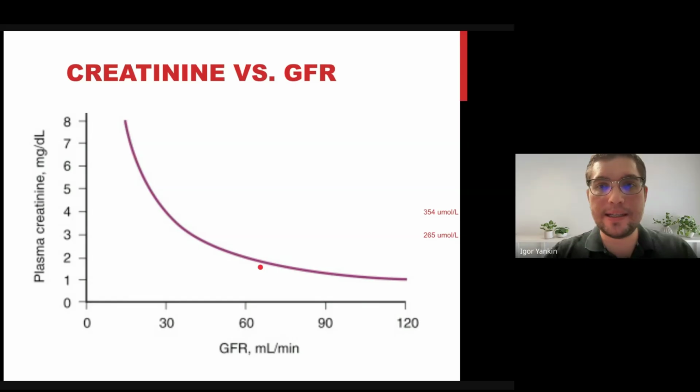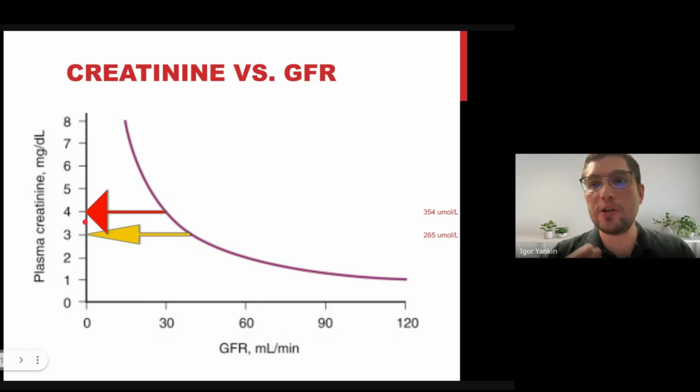Now let's take another patient. So this patient, let's say, has established CKD. So their baseline creatinine is 3 milligram per deciliter, about 265 micromoles per liter. Now let's say this patient had increasing creatinine by exactly the same absolute value of 1 milligram per deciliter or 88 micromoles per liter. So it went up from 265 to 354 or from 3 to 4. So the overall change is similar to the previous patient.